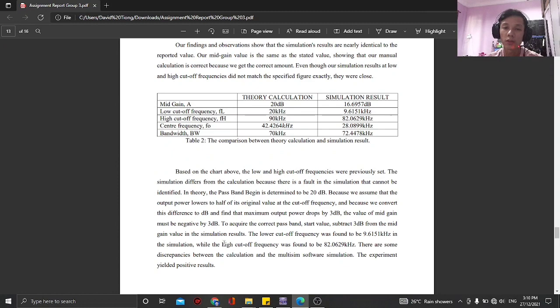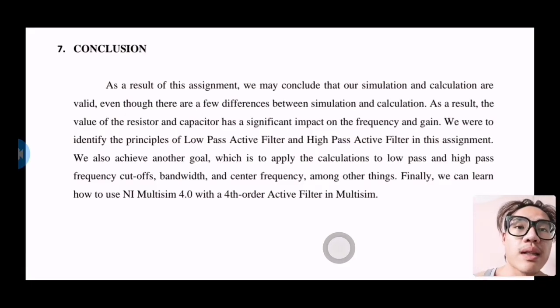So proceed to the conclusion part. My name is Tan Kao Wang, and I will explain the conclusion of the project.